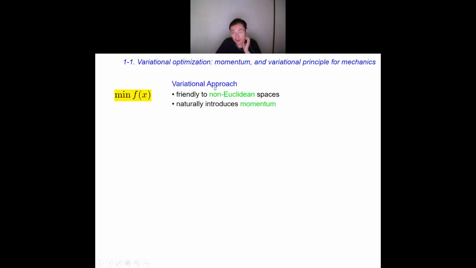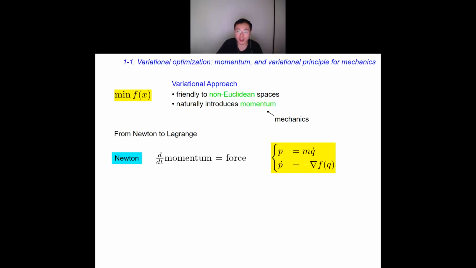So the reason is it's going to be very friendly to non-Euclidean spaces, and also it naturally allows us to introduce the notion of momentum. Of course, you may ask, what is momentum? It's really something that comes from mechanics, and you can't avoid Newton when talking about mechanics.